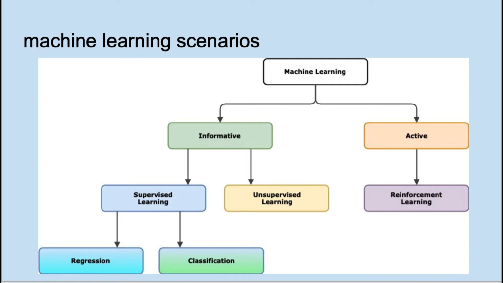Supervised learning is again divided into two main categories: regression, where the target is a real number, like the selling price of a house, and classification, where the target is membership in a set of classes, like a binary classification for a good credit risk versus a not so good credit risk.